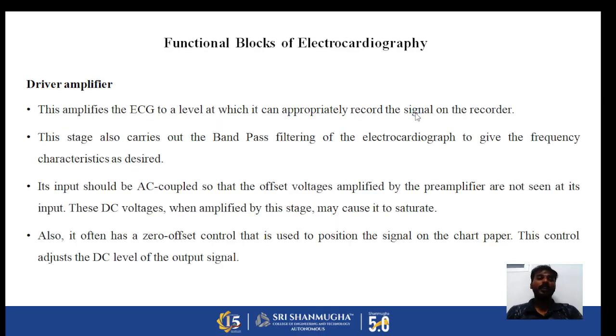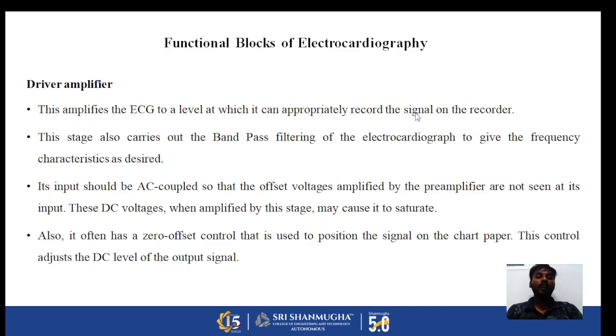Driver amplifier. This amplifies the ECG to a level at which it can appropriately record the signal on the recorder. This stage also carries out the bandpass filtering of the electrocardiograph to give the frequency characteristics as desired. Its input should be AC coupled so that the offset voltage amplified by the preamplifier is not seen at its input. This DC voltage, when amplified by the stage, may cause it to saturate.